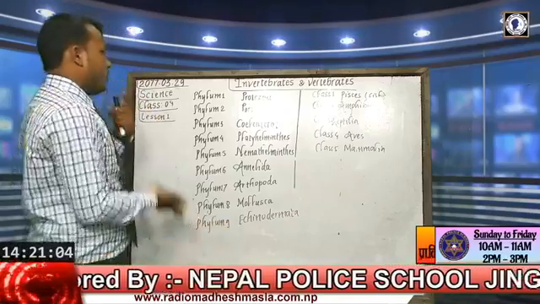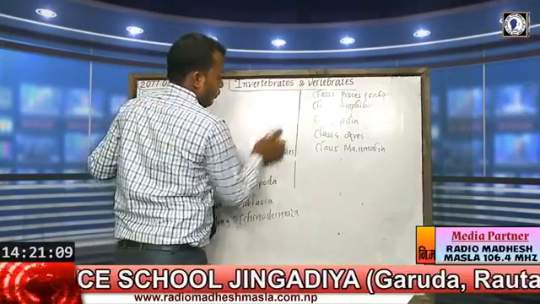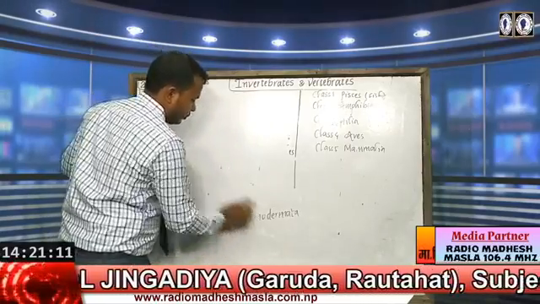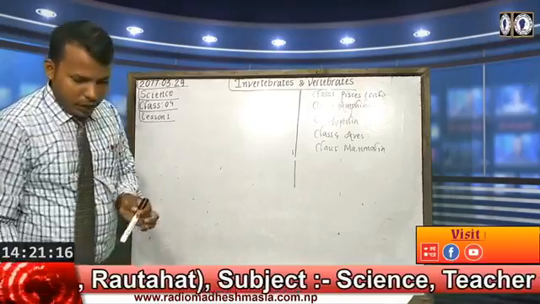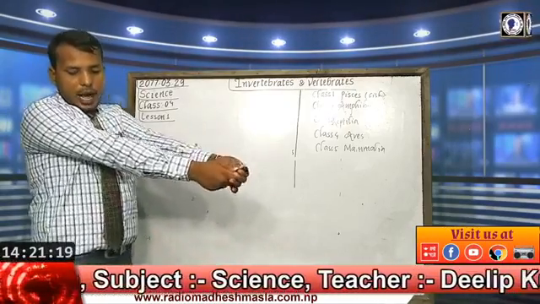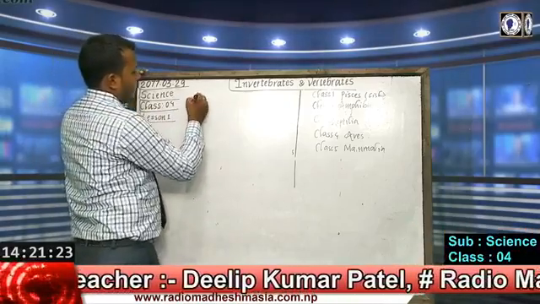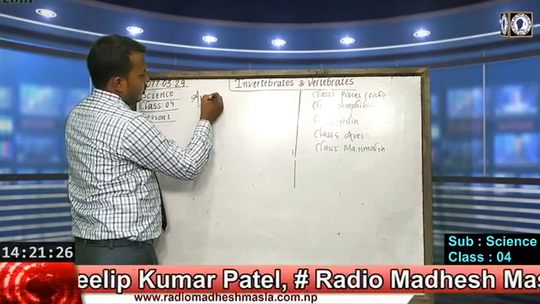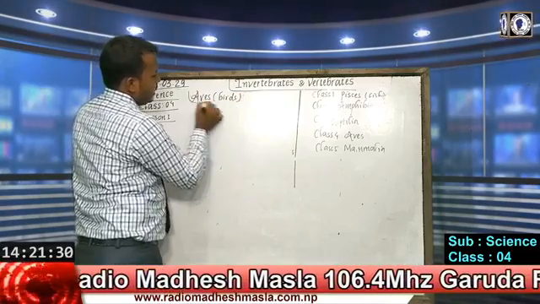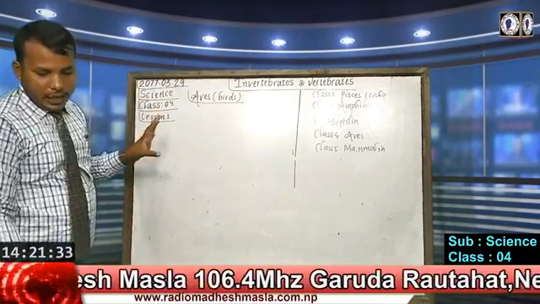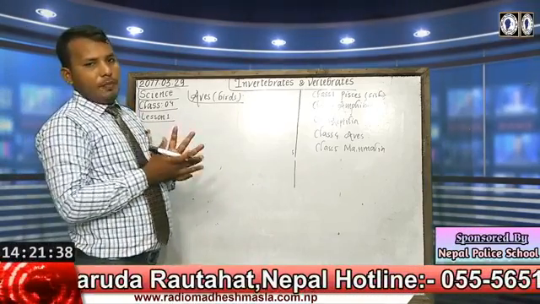Today we are going to discuss class 4, Aves. Do you know Aves? Aves means birds. We can write here birds. All the birds are kept in this group, Aves. The body of Aves is covered with feathers to keep them warm.